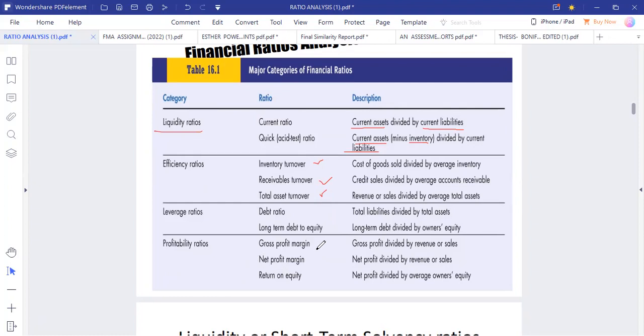We have the gross profit margin, which is gross profit divided by the sales or revenue. Net profit margin is simply the net profit divided by the revenue or the sales. The return on equity is simply the net profit divided by the owner's equity. So before we proceed, we'll do a quick can you remember.